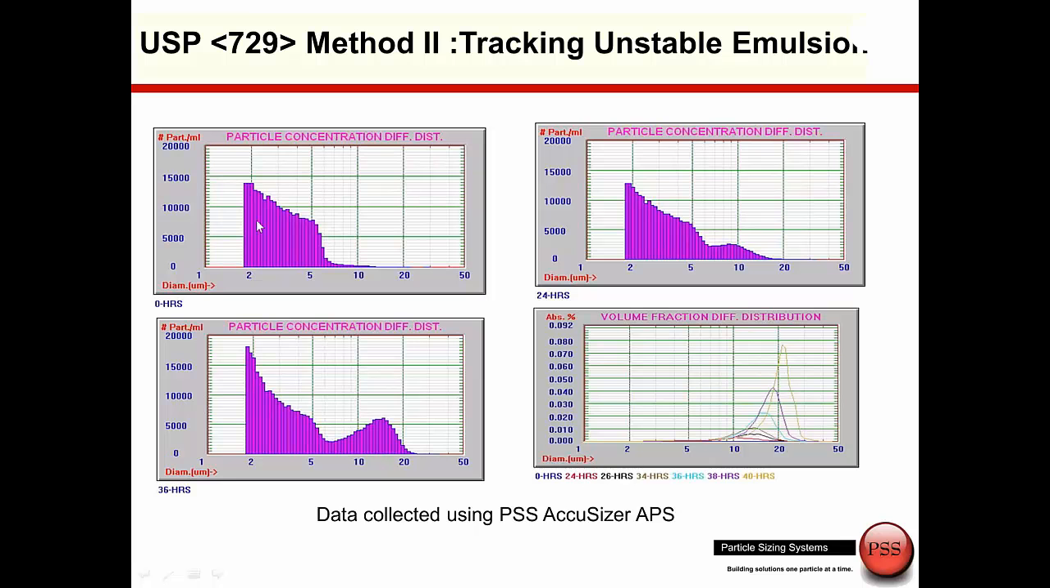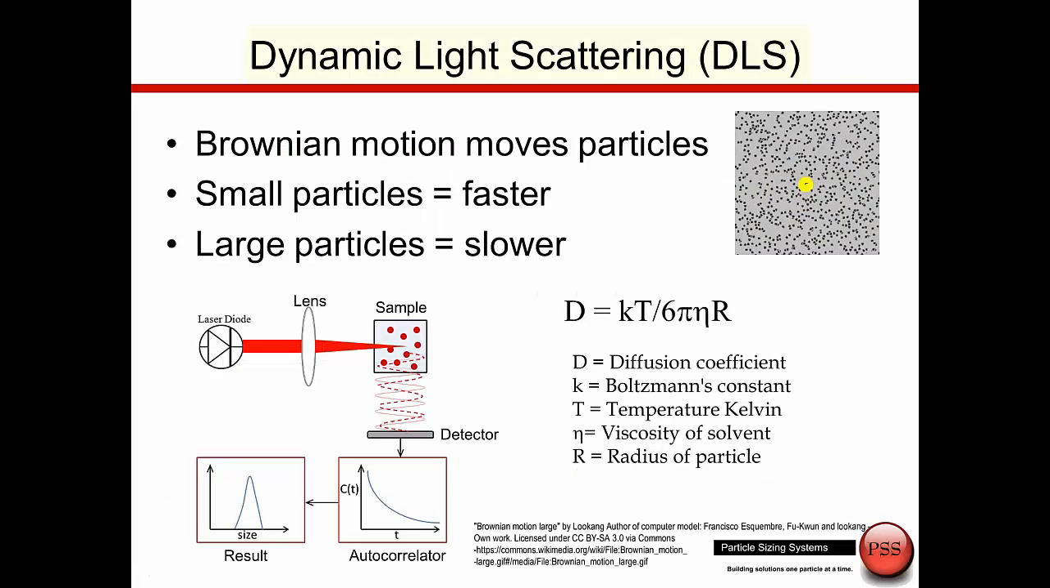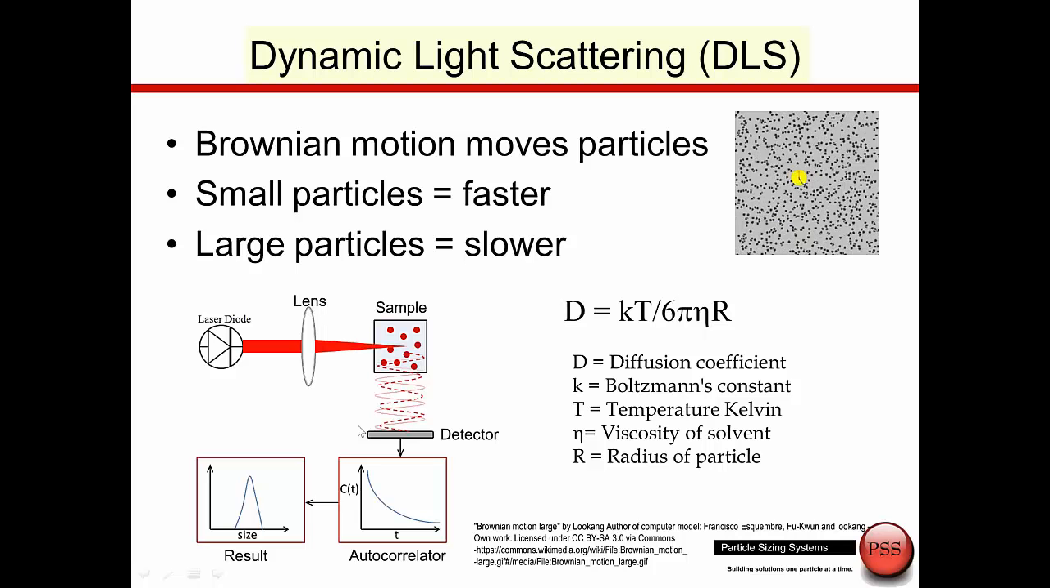So here are AccuSizer results for a lipid emulsion that is destabilizing. And you can see as we go from the upper left to these other results, this percent above 5 microns keeps growing and growing, and this is indicating a rapidly destabilizing emulsion. And looking at this percent above 5 microns is a very quick and easy way to look at the instability of these particular emulsions. So dynamic light scattering is how we're going to measure the mean size.